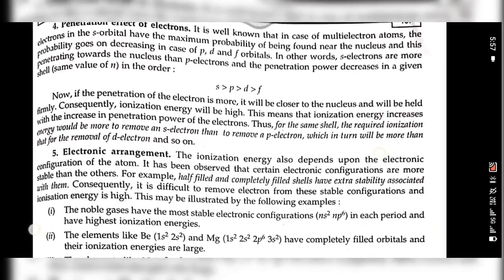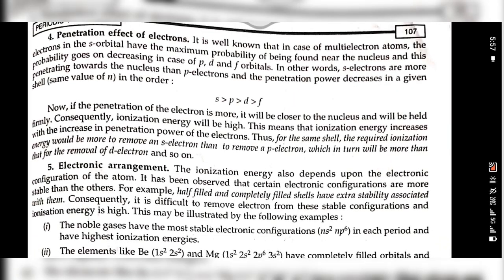The fourth one is the penetration effect of electrons. It is well known that in the case of multi-electron atoms, the electrons in the s orbital have the maximum probability of being found near the nucleus, and this probability goes on decreasing in the case of p, d and f orbitals. In other words, s electrons are more penetrating towards the nucleus than the p electrons, and the penetration power decreases in a given shell in the order s, p, d, f. Now, if the penetration of the electron is more, it will be closer to the nucleus and will be held firmly.